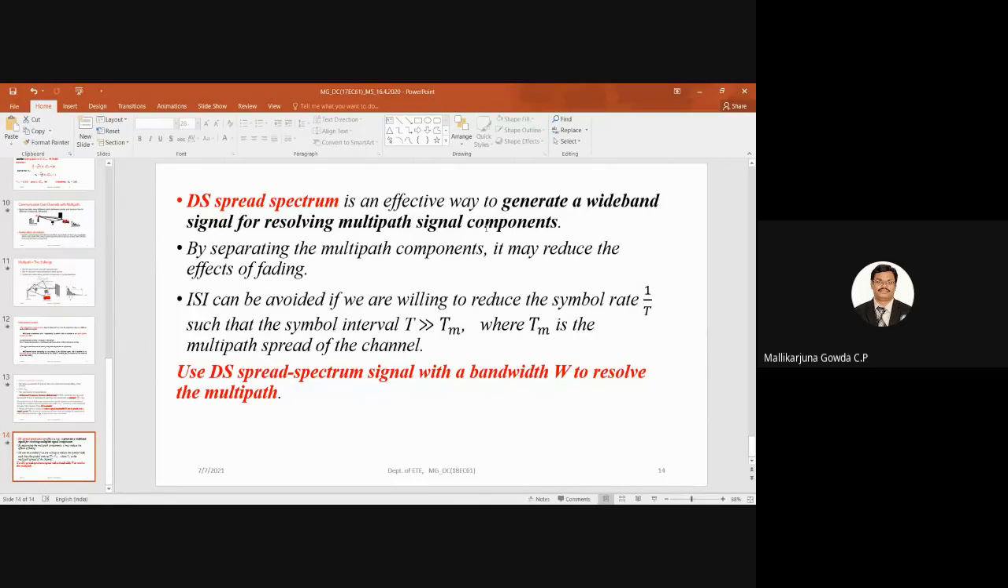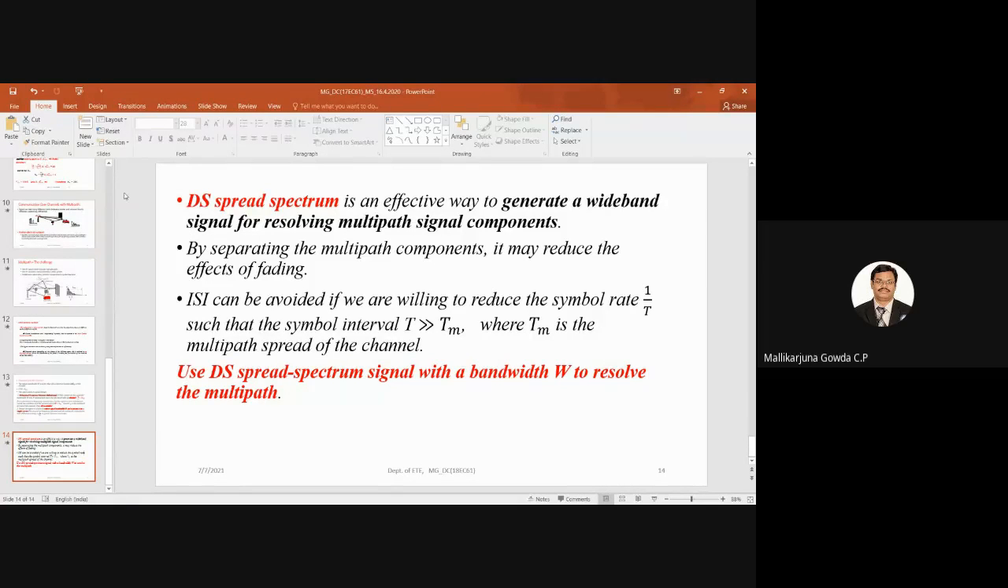So inter-symbol interference can be avoided if we are willing to reduce the symbol rate. Symbol rate is 1 by T, where T is the bit duration, such that the symbol interval is much greater than the delay spread, where Tm is the multipath spread of the channel or delay spread. We use a direct sequence spread spectrum signal with a bandwidth W to resolve this multipath problem. This is how direct sequence spread spectrum plays a role in resolving the problem of multipath.